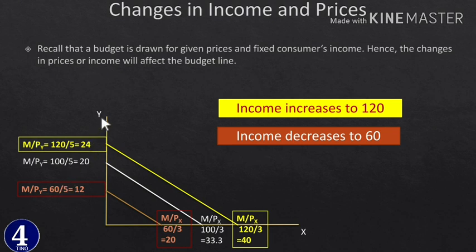Price of y is constant at 5. Here we have 3, here we have 3, here we have 3, which means price of x is constant, but income has changed: 60, 100 and 120. It indicates that income has changed. Now 60 divided by 5 is equal to 12, which is less than the original amount. And 60 divided by 3 is 20, which is less than 33.3, our original amount.